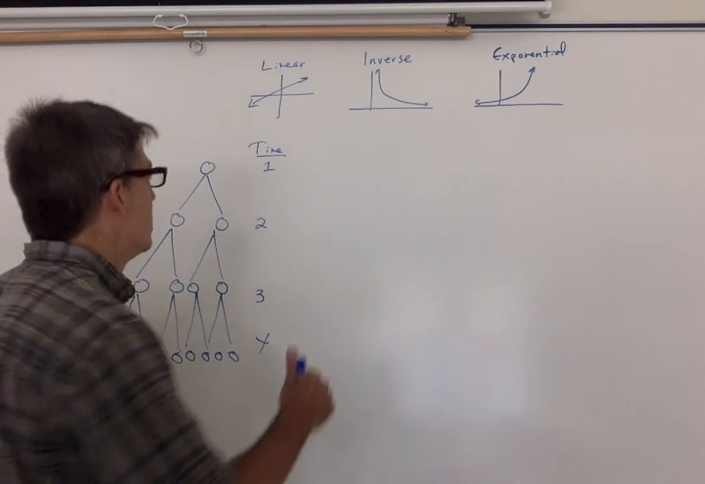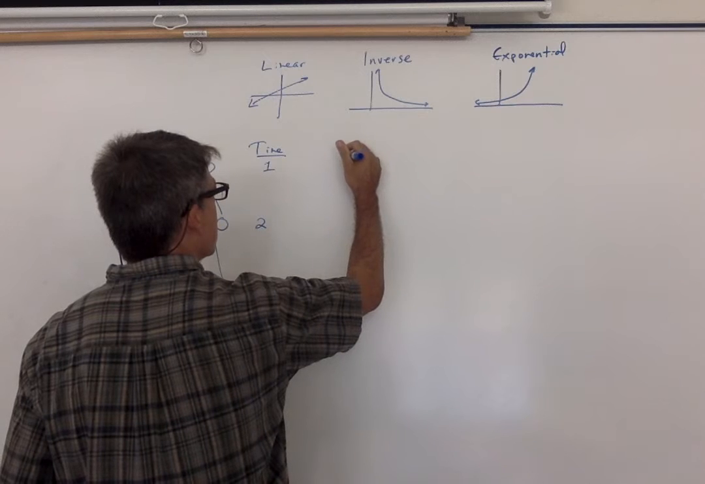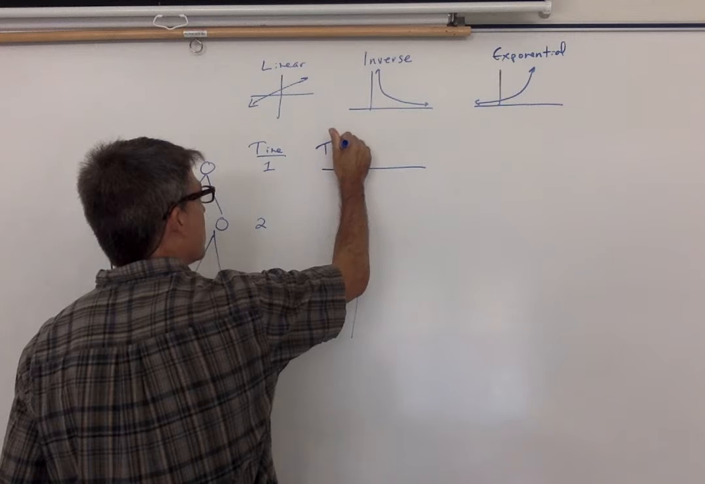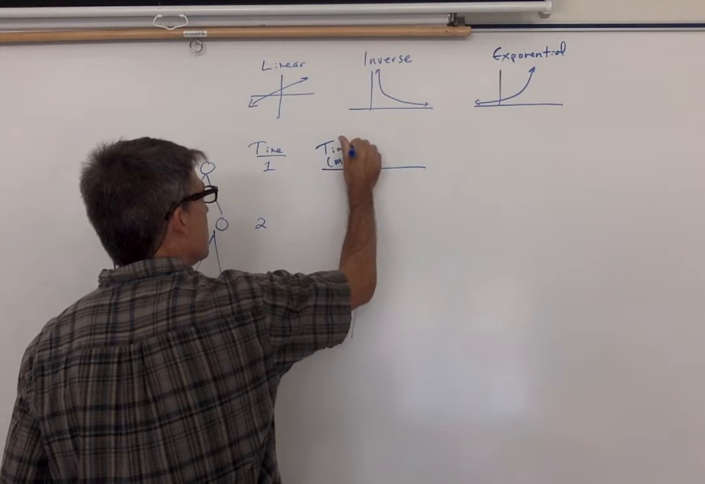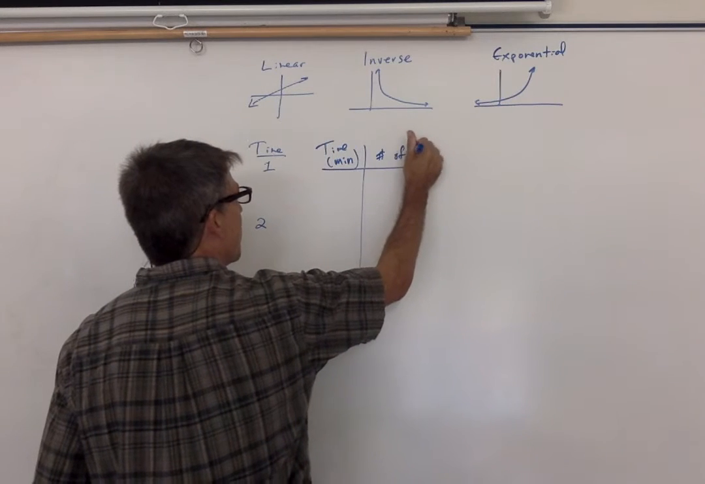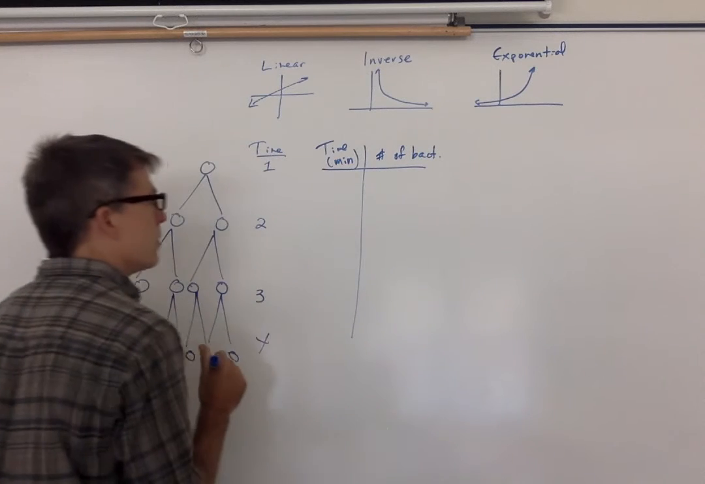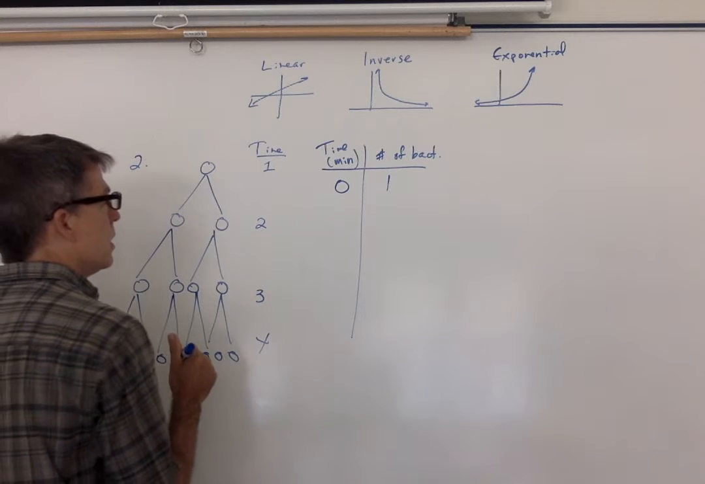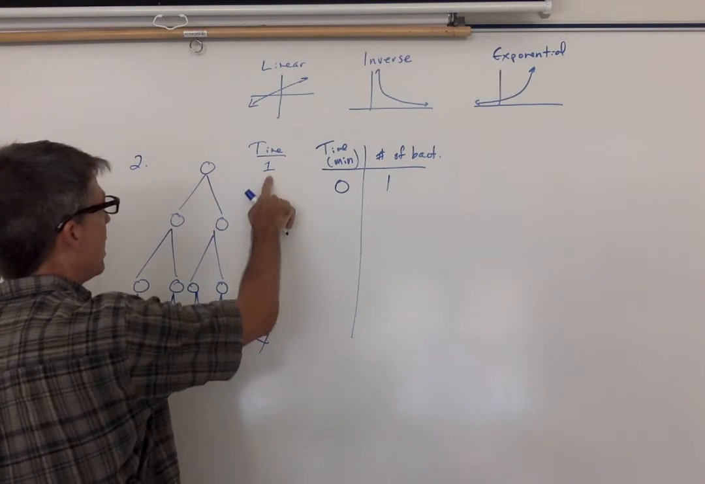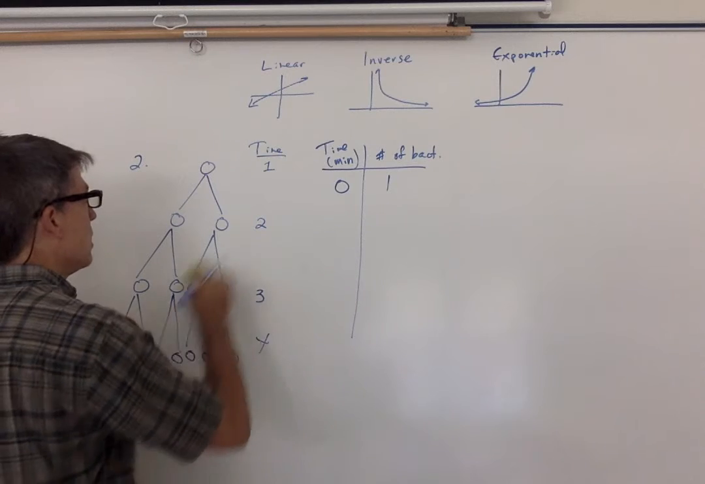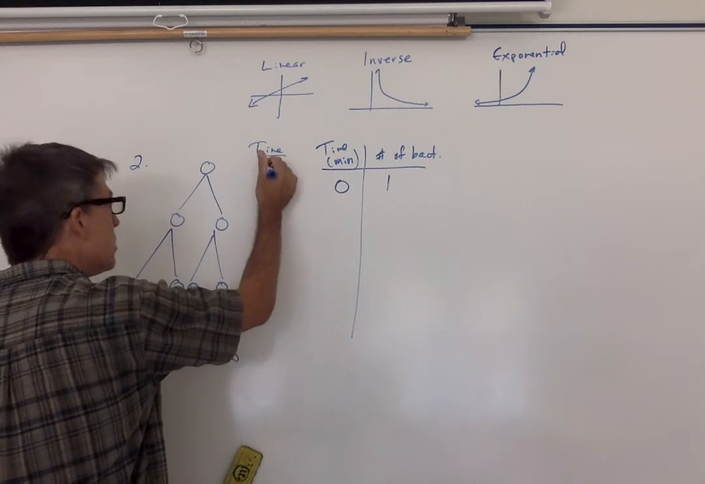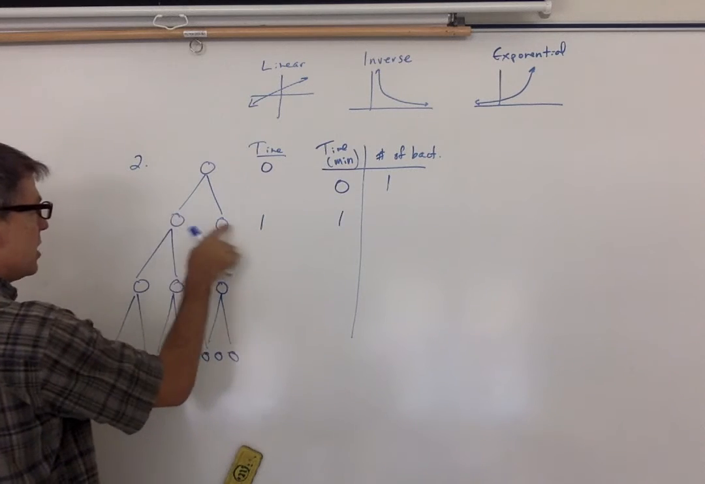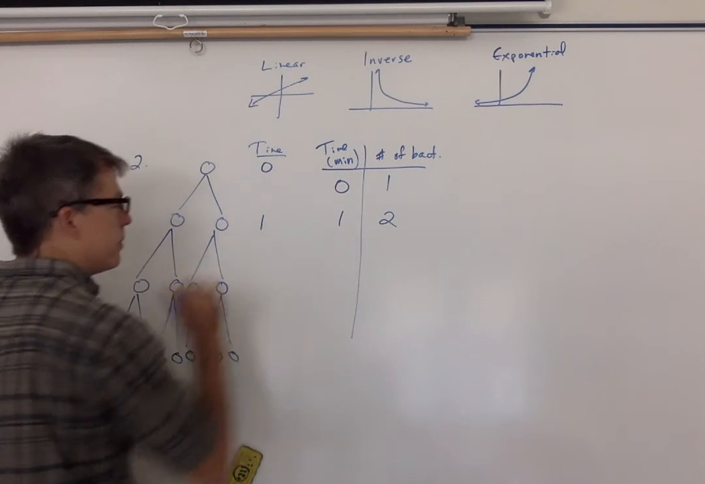Let's make our table. So I've got elapsed time. I'm just going to write time here, and that's in minutes. And then this is the number of bacteria. At time 0, I have 1 bacteria, right? Now, at 1 minute in, guess how many bacteria I have? There are 2 of them.